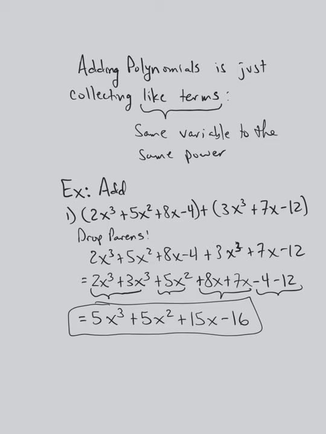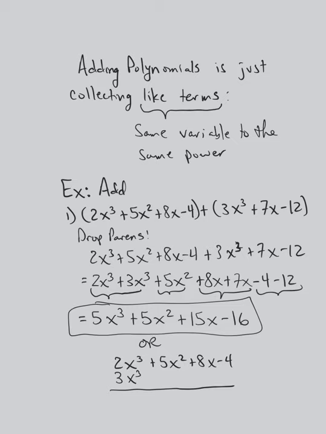And so some people like to add and subtract vertically, and do all the operations vertically. So what they'll do is they'll take that first polynomial. So we've got 2x to the third plus 5x squared plus 8x minus 4. And then they'll write the second polynomial underneath it with the powers lined up. Notice on the second one I have 3x to the third, so I would put it under the 2x to the third here.